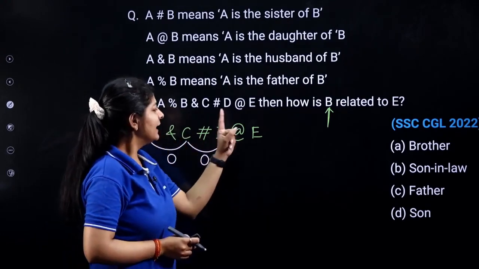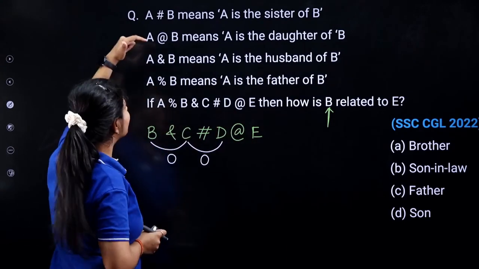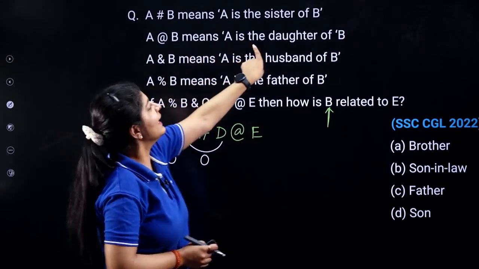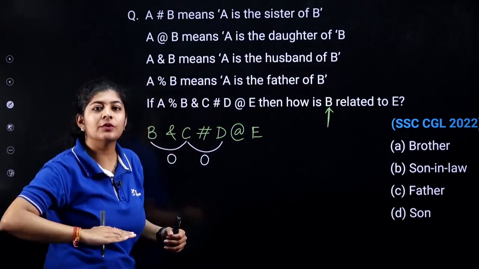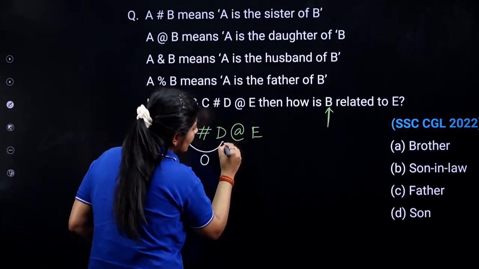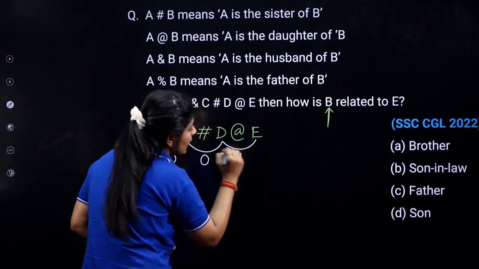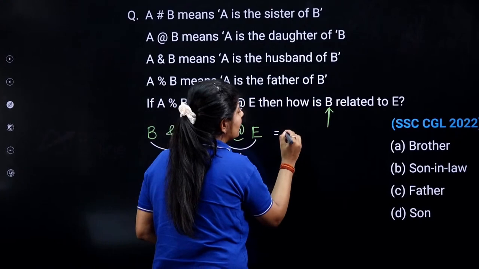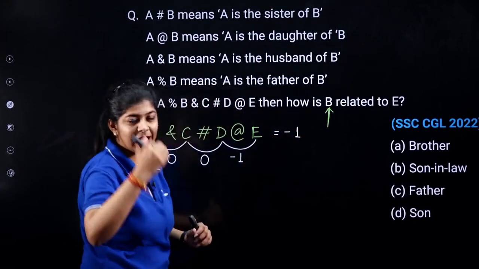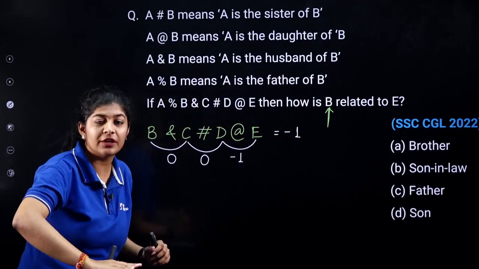Next, D at the rate E. Where is 'at the rate'? Over here. A is a daughter of B. Daughter, that means we need to go downwards. So here we are going -1. So overall the generation gap that we have is -1. That means we need to go to the downward generation.